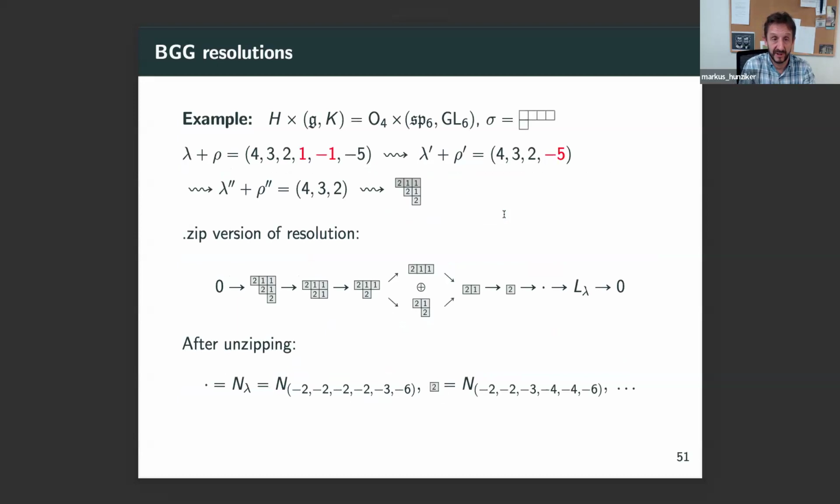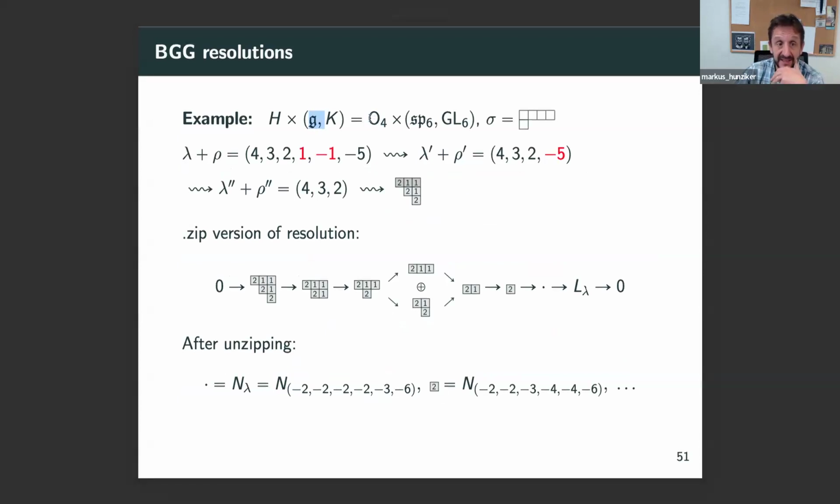Here's a quick example. When H is O4, the orthogonal group in 4 dimensions, and G is Sp6, this means I'm looking at 6 copies of the natural representation of O4.